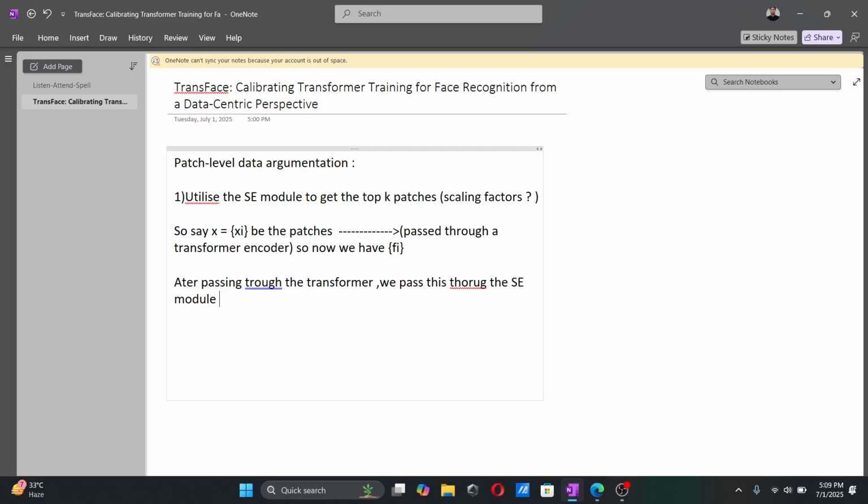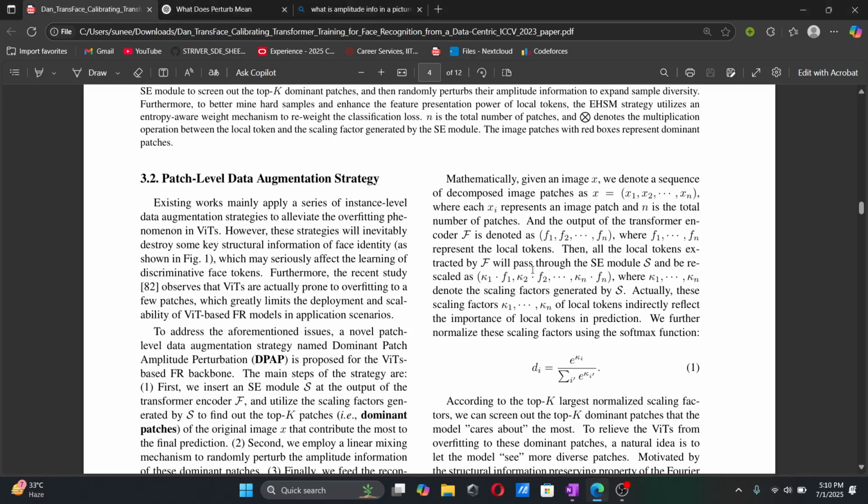Okay, that's the scaling, I guess, right? So it gives some input outputs K1, K2, K3 for each F1, F2, F3. So it scales them maybe up or down based on how important those are. Okay, that's what it is, right? Then all the locally extracted features by F will pass to the SE module and be rescaled as F1. So K1, K2 denote the scaling generated by F. Actually, these scaling factors of local features indirectly reflect the importance of the local features.